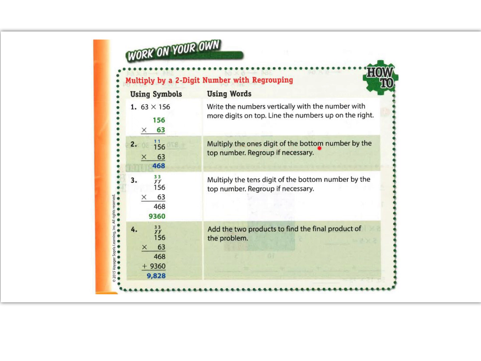Multiply the ones digit of the bottom number by the top number. Regroup if necessary. So here you did 3 times 156. We do that first. Then multiply the tens digit of the bottom number by the top number. Regroup if necessary. So now you're in the 6 because that's the tens place. And look, they put that 0 to hold the ones place. Add the two products to find the final product of the problem. So then they added it to get the answer.